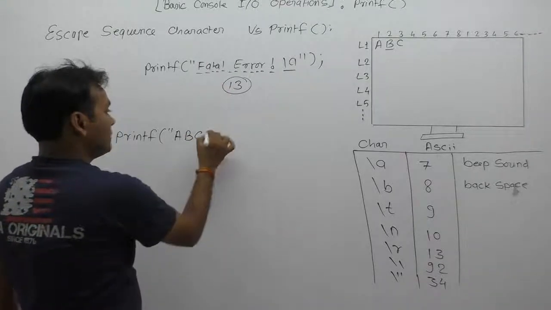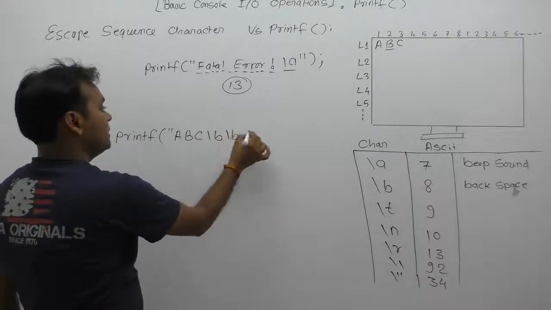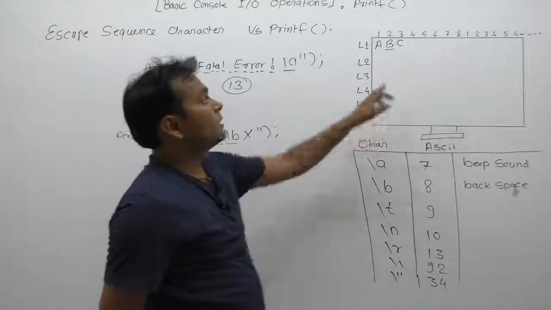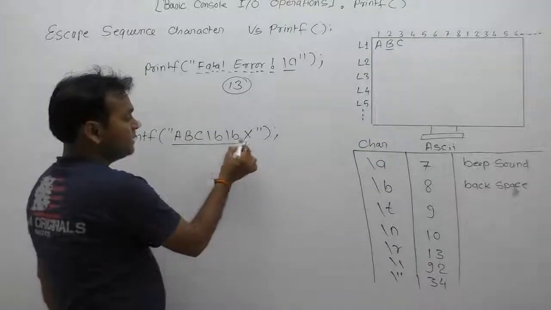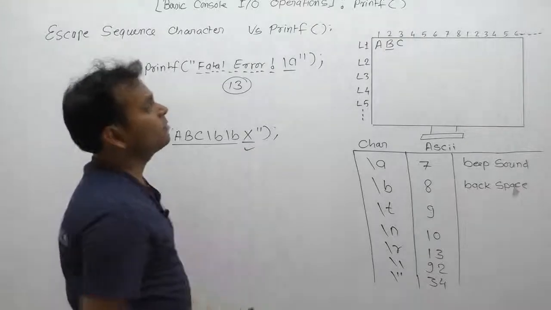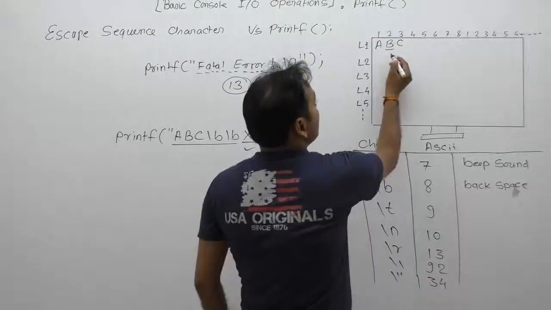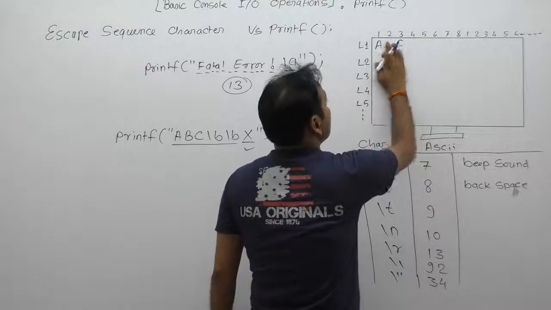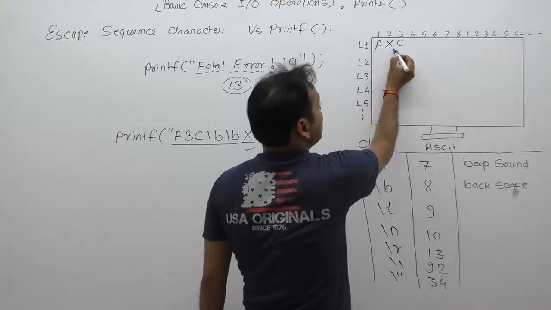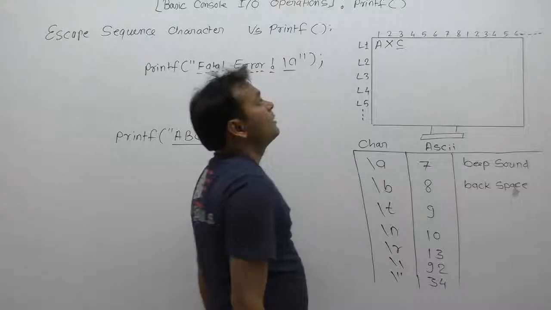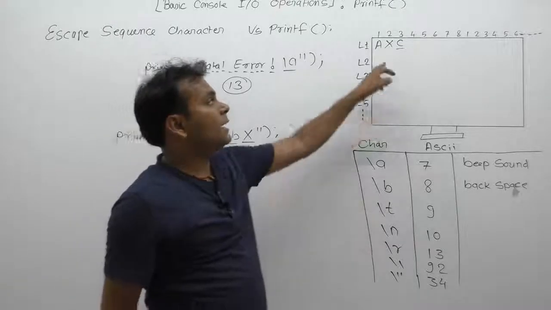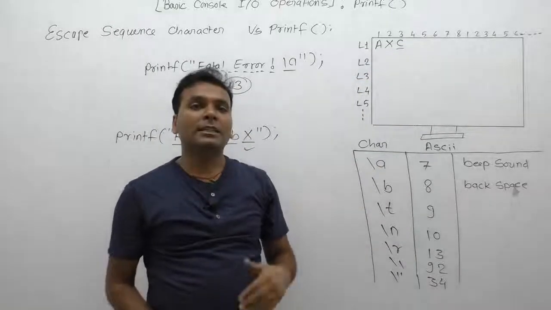ABC, slash b, then the character is x. According to the previous behavior, the current position of the cursor will be the second position. After slash b, x is a printable character, therefore x is printed in the current position of the cursor. What is the current position of the cursor? Second. Therefore, in place of the second character, b is now replaced by the character x. After displaying x in the current position, the cursor will be moved to the next position. According to this printf function, the output is A, X, then C. Inside C, the cursor is blinking.